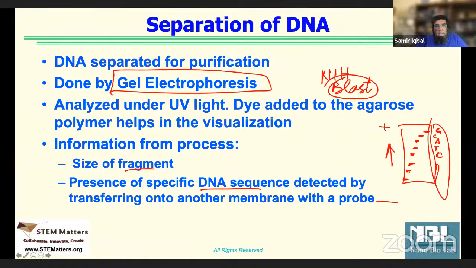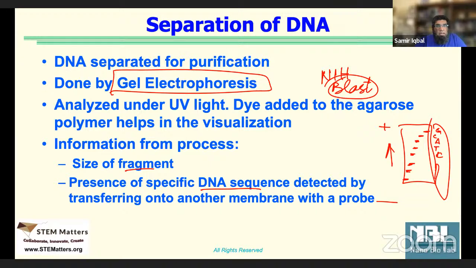We apply voltage along the length of the gel. DNA is negatively charged, right? So it would start traveling towards the positive terminal. During that passage, it balances the two forces, one from the negative and one from the positive field. Once it balances the forces from both sides, it stops there. So molecules of different charge, meaning different length, would stop at different distances.